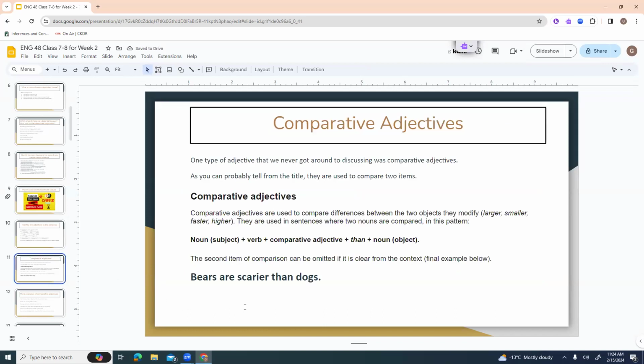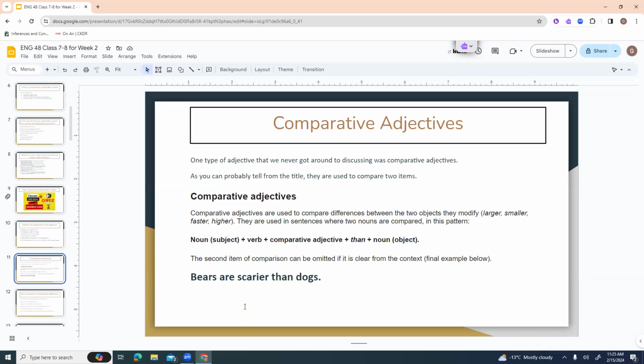Okay. So one type of adjective we haven't discussed so far was comparative adjectives. As you can probably tell from the title, they are used to compare two items. Generally, they're used to compare differences between the two objects that they modify. Things like larger, smaller, faster, higher, more expensive, less expensive. And they're used in sentences where two nouns are compared. And here is the pattern. Remember, we talked about patterns? So noun plus verb plus the comparative adjective, than, and then the other noun that you're comparing to.